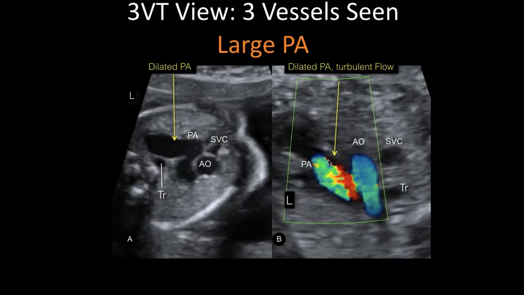So what if I see three vessels, but one of the vessels is really large and the pulmonary artery is quite large, as you see right here? Think about absent pulmonary valve syndrome. In absent pulmonary valve syndrome, there's a lot of flow that's going back and forth through the pulmonary artery. The pulmonary artery is enlarged, and typically the branches of the pulmonary artery are really enlarged, as you see right here.